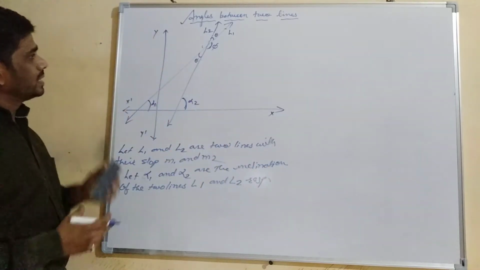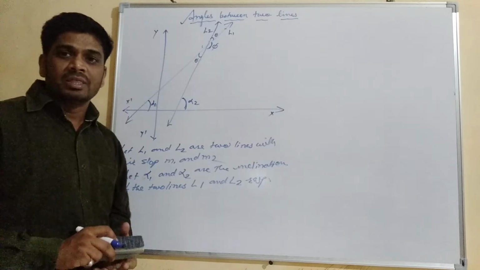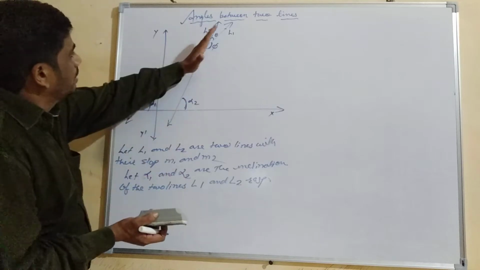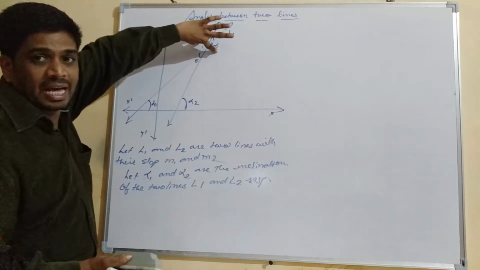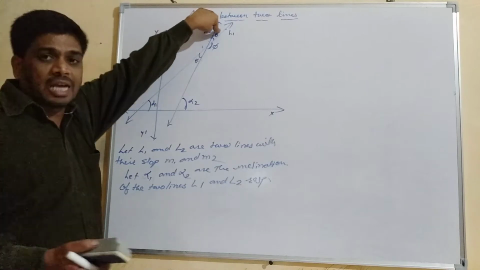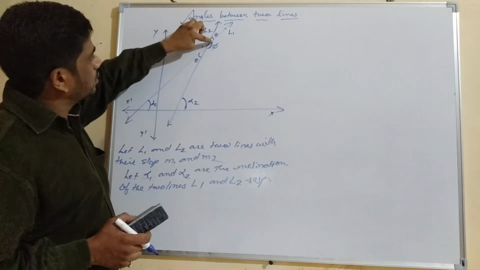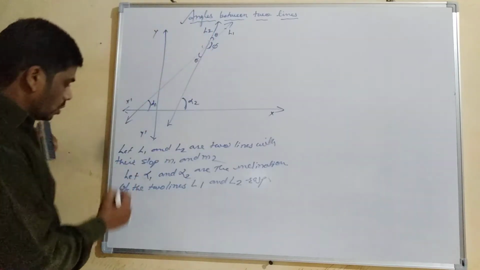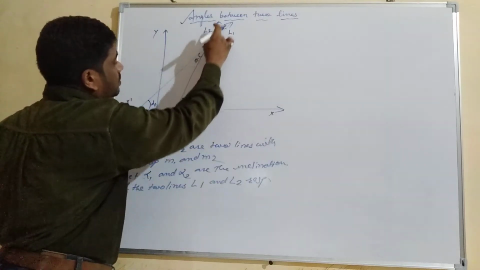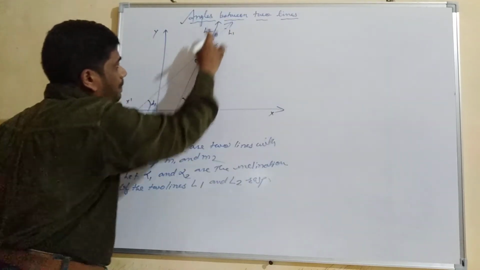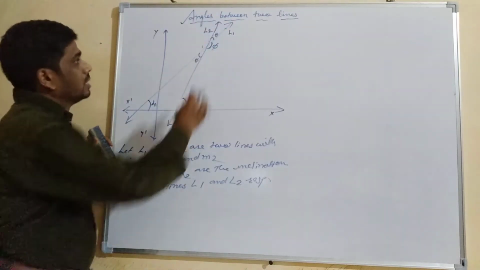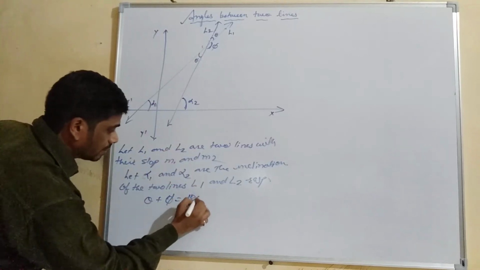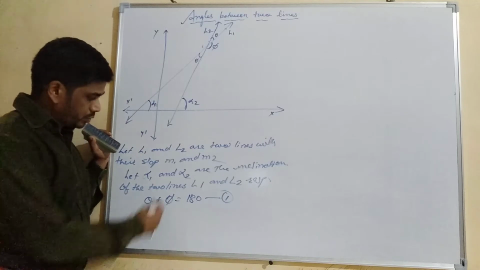Okay, we know that if these two lines intersect each other, then we will get two pairs of opposite angles. This is one pair, and this is another pair. If this is theta, an acute angle, then obviously the other angle will be obtuse, which we will consider as phi. These are adjacent angles, so they form a linear pair and make 180 degrees. If we add theta plus phi, it will be 180 degrees. This will be equation 1, which we will use later.